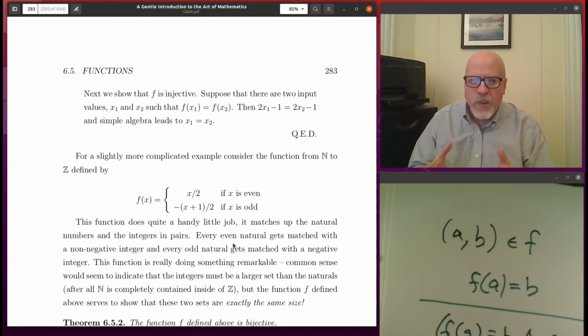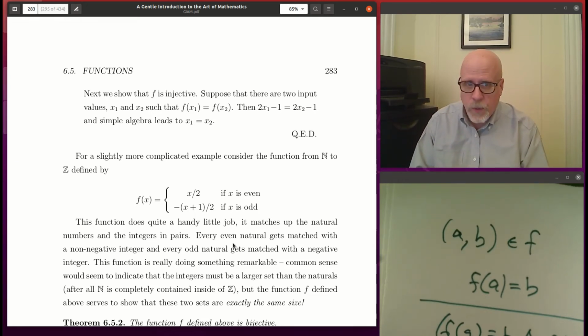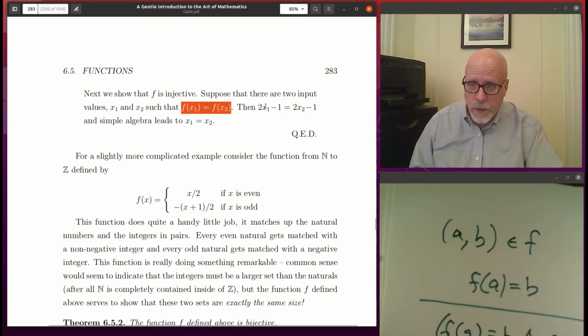This almost feels like you're not doing enough, but we're doing what needs to be done. Suppose you have 2 different inputs where the function applied to both of them gives you the same result. So that's what it says here. f of x1 is equal to f of x2. And then just using what the function is, 2x1 minus 1 must be equal to 2x2 minus 1.